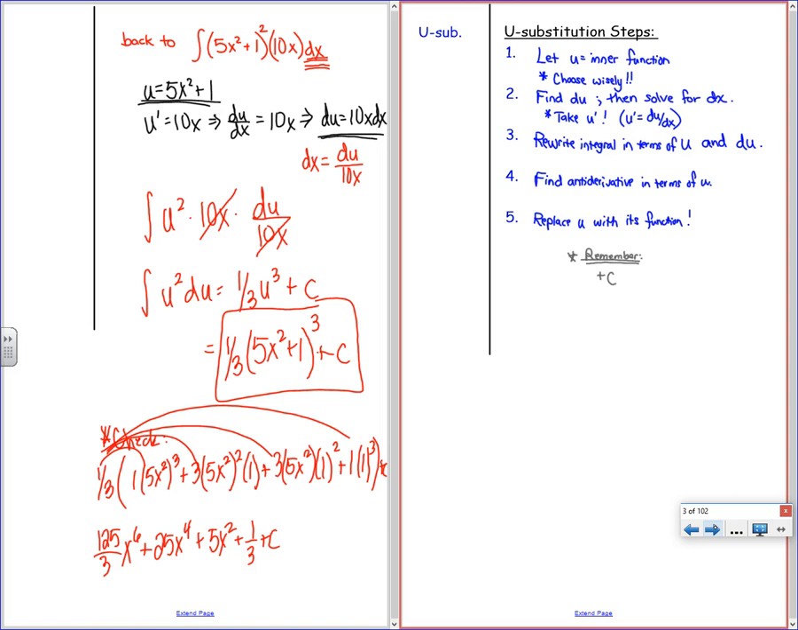Find du. You guys saw what I meant. You could write the u prime and rearrange it. I just like going straight to du with the u prime times dx. So take u prime equals du dx. So an easier way of saying that is when you're finding du, du will always equal the u prime times dx. Just by a simple rearrangement. The du will always equal the u prime times dx.